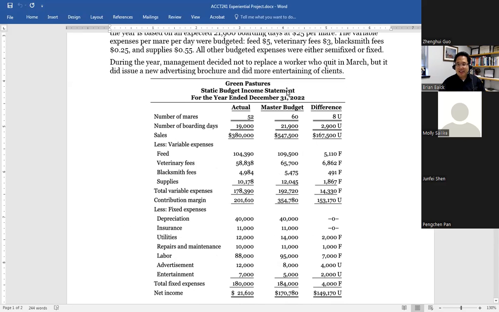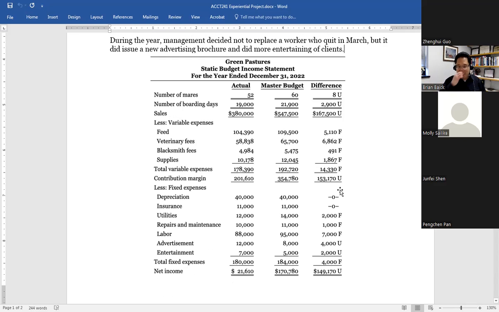Okay, so this farm has a master budget. Master budget is another word for static budget. So they think that they're going to be taking care of 60 mares. Mare is like a horse, I guess. This is a farm where they take care of horses and they have a veterinarian. They feed the horses. They board the horses. It's like a horse hotel, right? So their static budget is for 60 horses. This is a master budget, but actually they only took care of 52 horses, right?